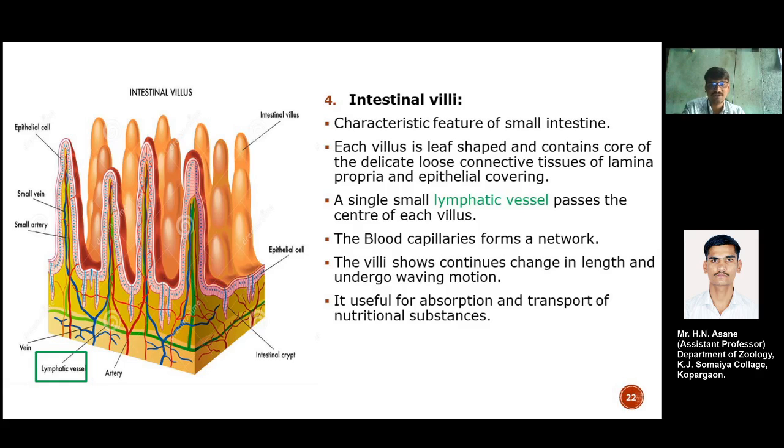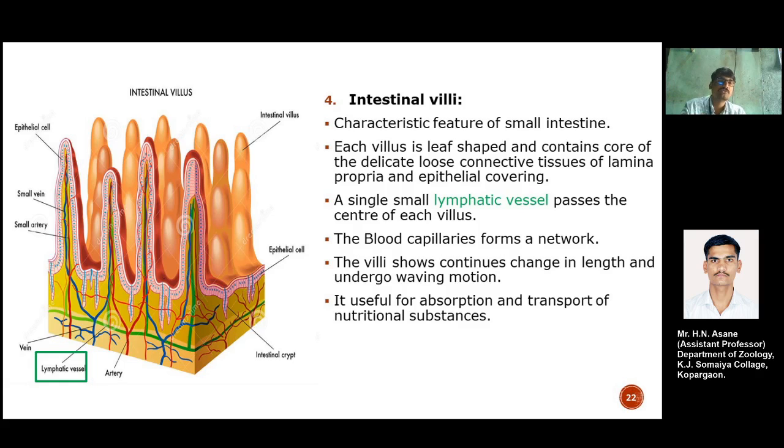Each cell is provided with oxygenated blood by means of the capillaries and the deoxygenated blood is collected by means of the vein. As you can see, the artery structures and vein structures, and the epithelial cells are present in each epithelial lining in this picture. As you can see, at the base of the villi, the epithelial cells embed into the submucosa after the mucosa, so those crypts are called the intestinal crypts.